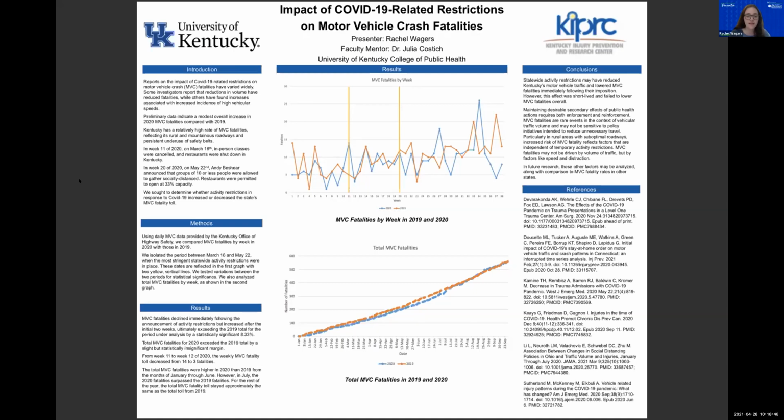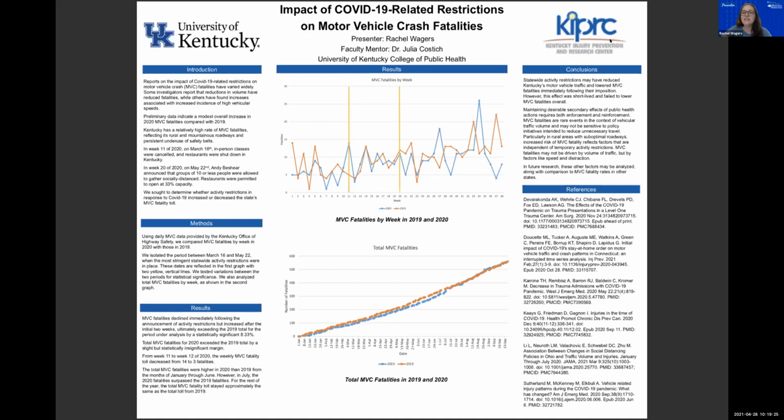The total MVC fatalities were higher in 2020 than in 2019 from the months of January to June. However, in July, these 2020 fatalities did surpass the 2019 fatalities. And this can be seen in that second graph as well. If you look at that orange line and that blue line, throughout the entire year from January to early July, that orange line is pretty much above that blue line. But when you get to that mid-July point, those lines come together and you can see how those fatality totals pretty much stay the same throughout the rest of the year.